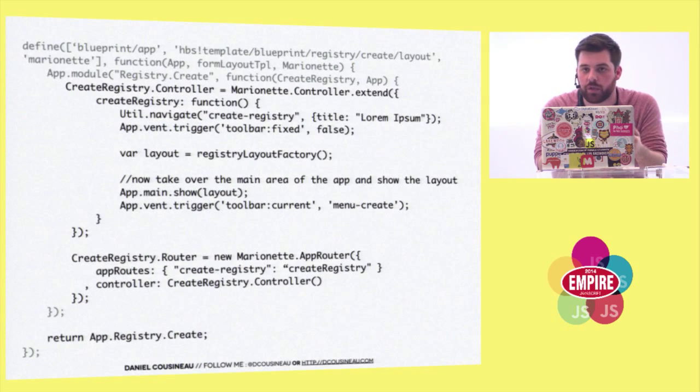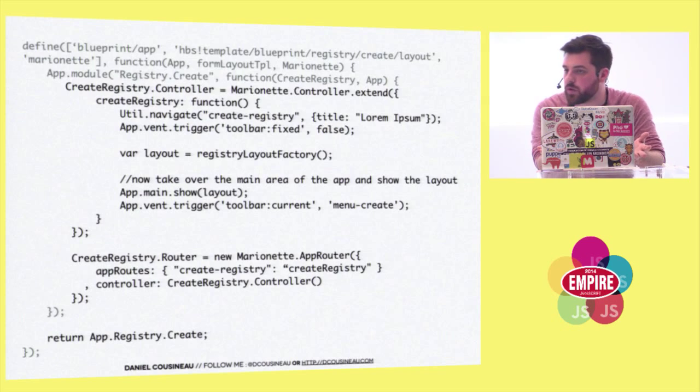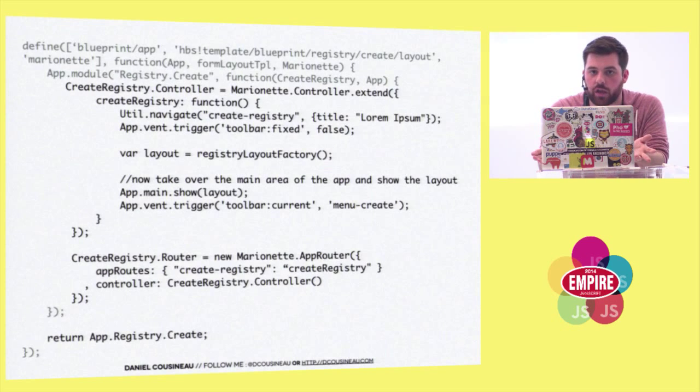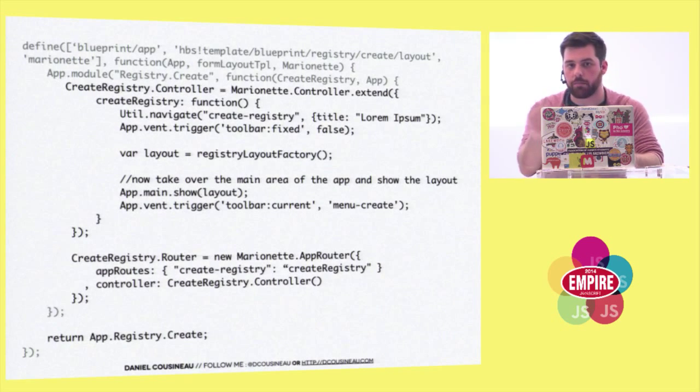So if we were in another section of the app and the user triggered an action, which means we need to send them to create a registry, which is effectively they click the create registry link, we literally just grab the create registry module and trigger the create registry action on the controller. It automatically blows away whatever was sitting in the main layout, goes through this entire process through the factory, creates it, and replaces it.